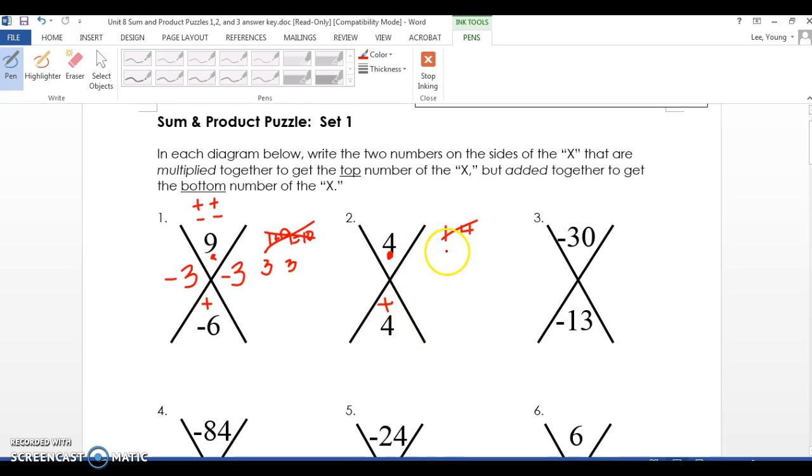Now, what's the next one? Factors of 4 can be 2 and 2. 2 plus 2 is 4, and 2 times 2 is 4. For that reason, it's going to be 2 and 2.